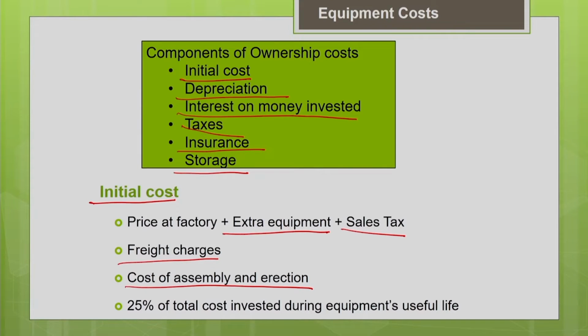So approximately you can say it amounts to 25% of the total cost invested in the equipment's useful life. So it is a significant proportion of the total cost invested in the machine. Generally the other components of the equipment cost are usually expressed as a percentage of initial cost, because it is easier to accurately estimate the initial cost. So to get the values of initial cost, it's easier. So the other components are usually expressed as a percentage of the initial cost.